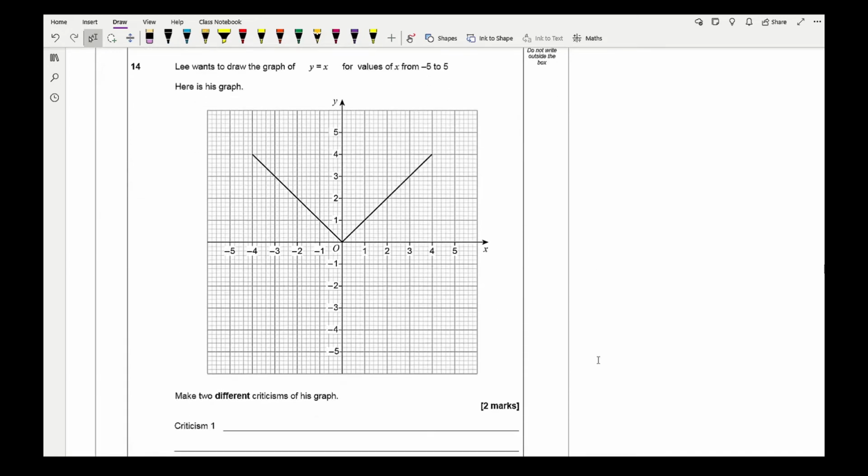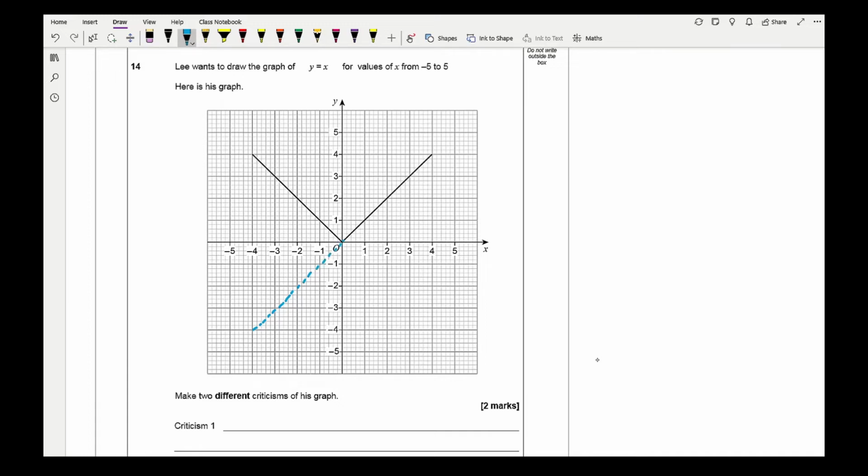Now, working with question 14, the question says that Lee wants to draw the graph y equals x for the values x equals -5 to 5. And the question is asking us to state 2 possible criticisms of what he has not done correctly. Now, the key indication is that he has plotted it incorrectly, because the line should continue going from there.